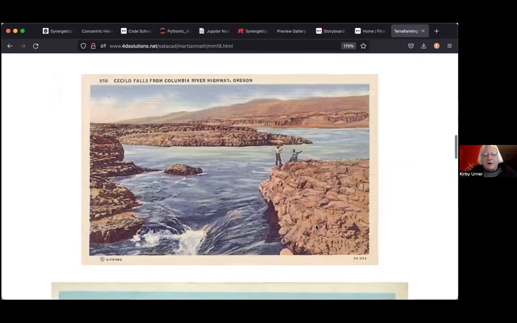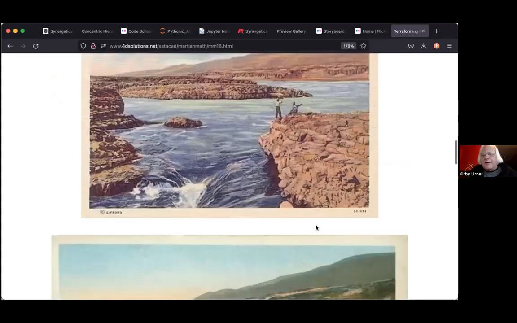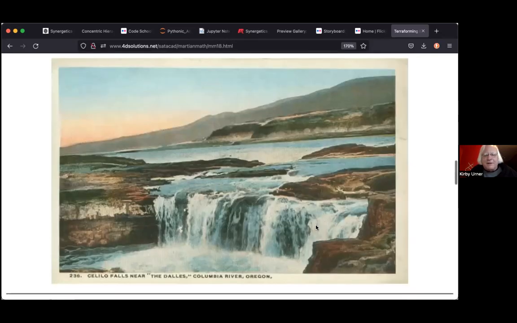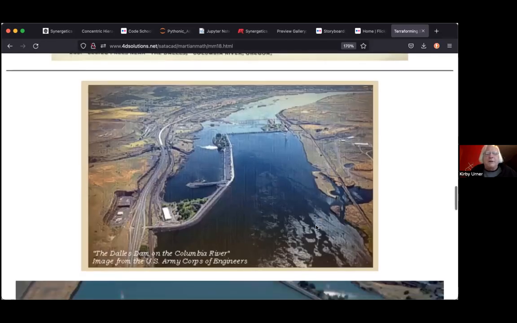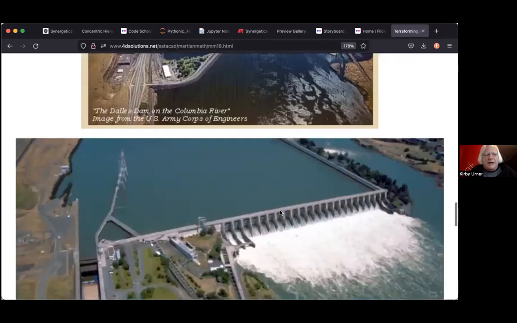And here's a postcard view. Around the time I was born, in the 50s, they built this huge dam called the Dalles Dam. So Celilo Falls is quite deep under there at this point. This is what it looks like today.